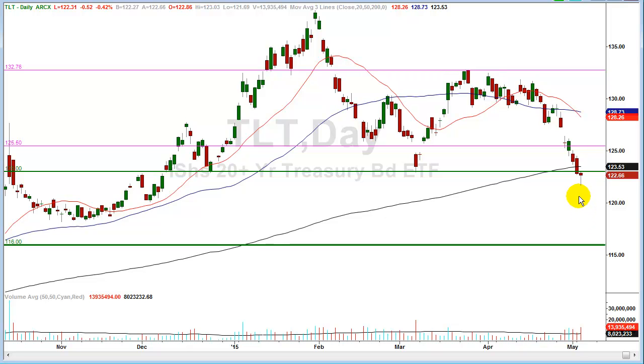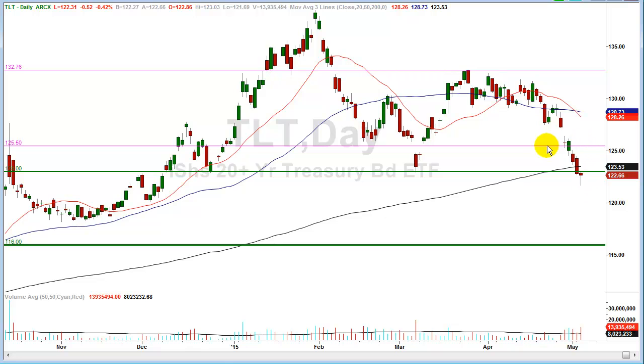Here's the other thing. Remember yesterday, you'll remember I said that if we close below yesterday's low, meaning this low here, it was yesterday, it was today, right? But now it's Monday's low. If we closed below Monday's low, I was going to be out of the trade, right?